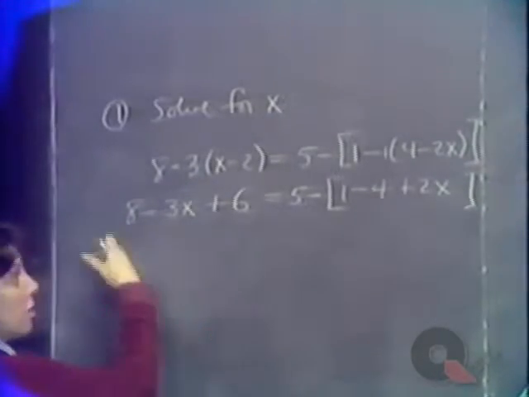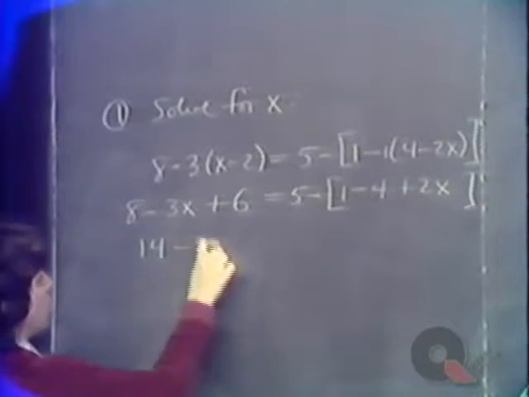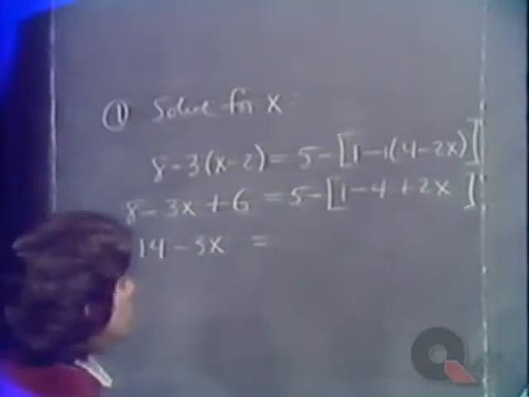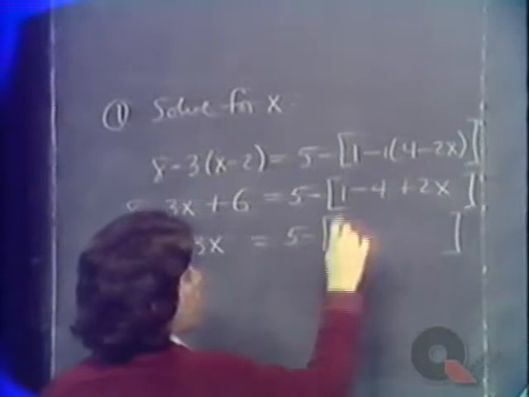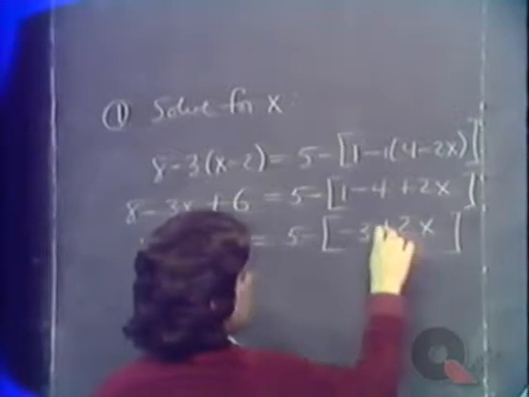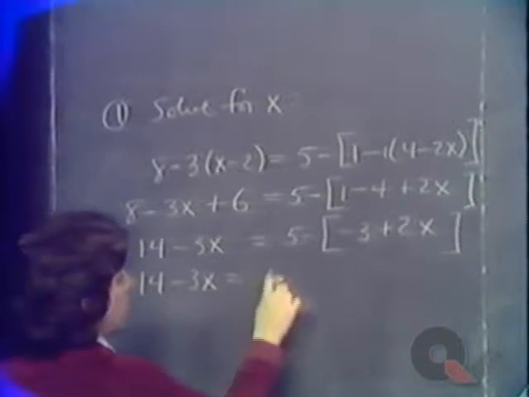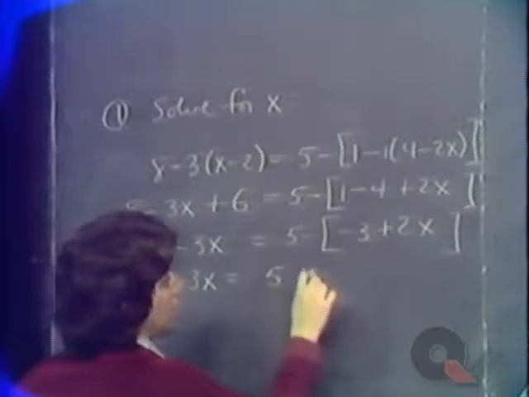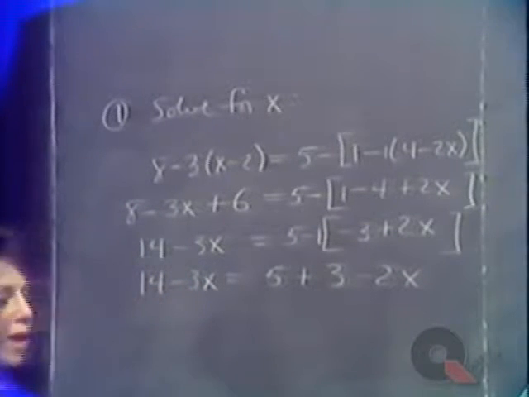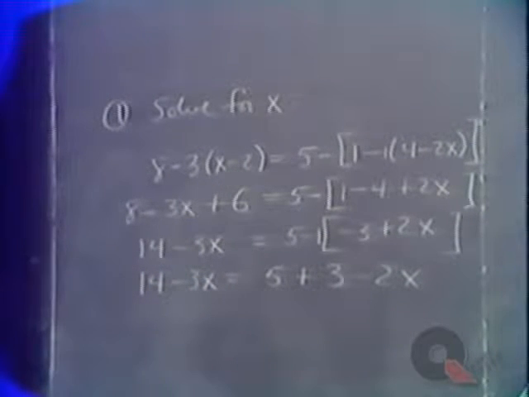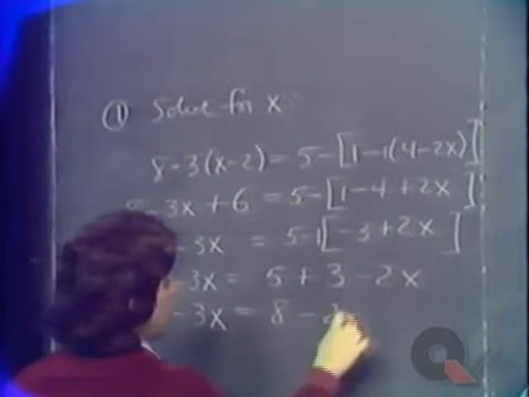Okay, now I'm going to collect like terms, combine them. 8 and 6, that's 14 minus 3x equals 5 minus, now in the brackets I have 1 minus 4, that's minus 3 plus 2x. And here 14 minus 3x is 5, minus a minus 3, that's 5 plus 3, and minus 2x. In other words, we're distributing a minus 1 through the brackets. So 5 plus 3 minus 2x. Or 14 minus 3x is 8 minus 2x.